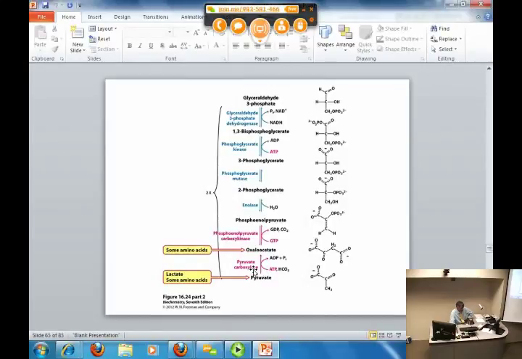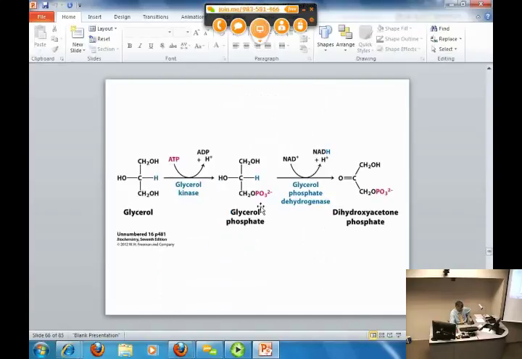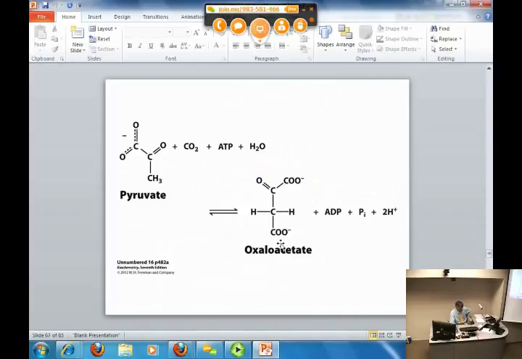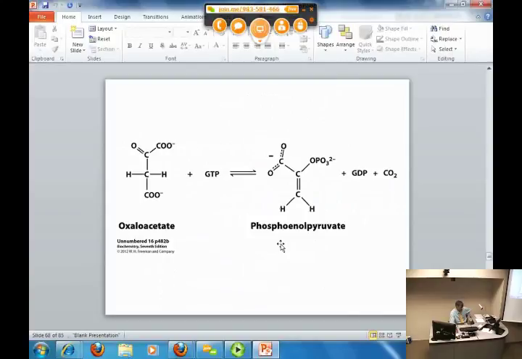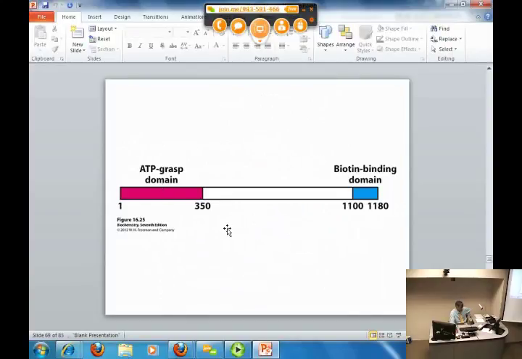The new enzyme here, pyruvate carboxylase, is a new enzyme which is involved in gluconeogenesis. Phosphoenolpyruvate carboxykinase is also a new enzyme. It is not present in glycolysis, but the rest of the enzymes are shared by both pathways, glycolysis as well as gluconeogenesis. Okay. Glycerol phosphate, dihydroxyacetone phosphate, and this is again how the conversion is occurring backward.